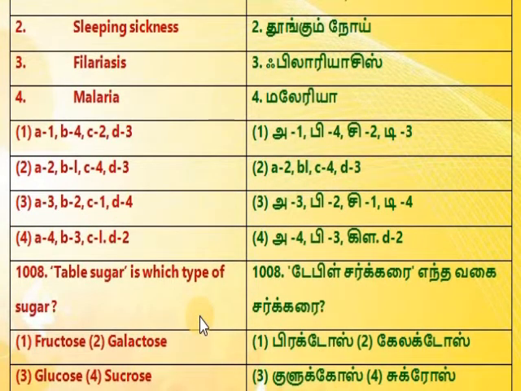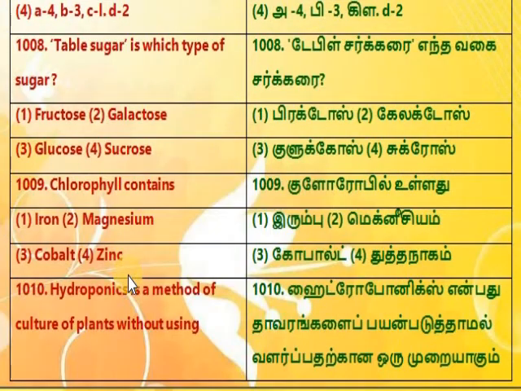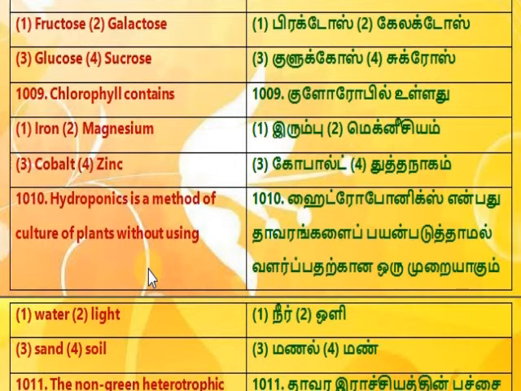1. A1, B4, C2, D3. 2. A2, B1, C4, D3. 3. A3, B2, C1, D4. 4. A4, B3, C1, D2. 1008. Table sugar is which type of sugar? 1. Fructose, 2. Galactose, 3. Glucose, 4. Sucrose. 1009. Chlorophyll contains 1. Iron, 2. Magnesium, 3. Cobalt, 4. Zinc.